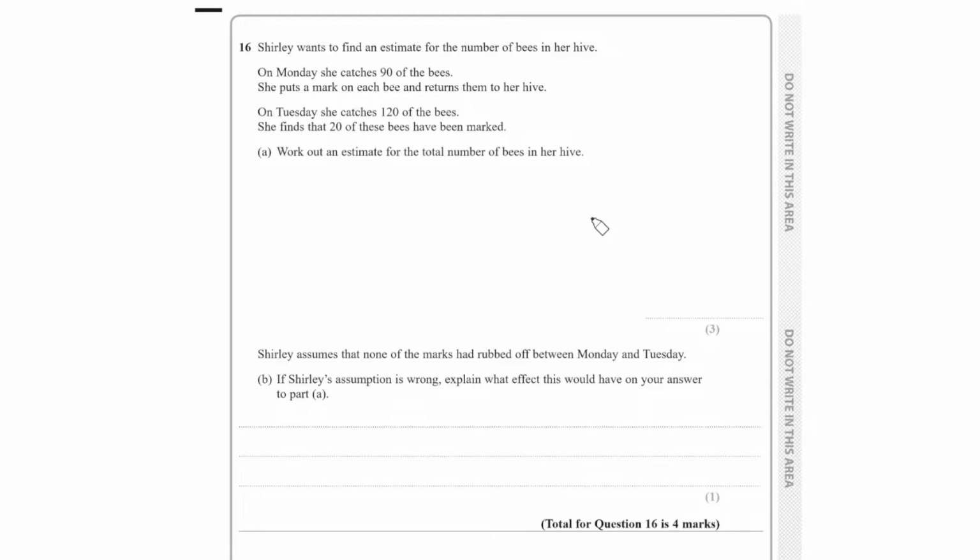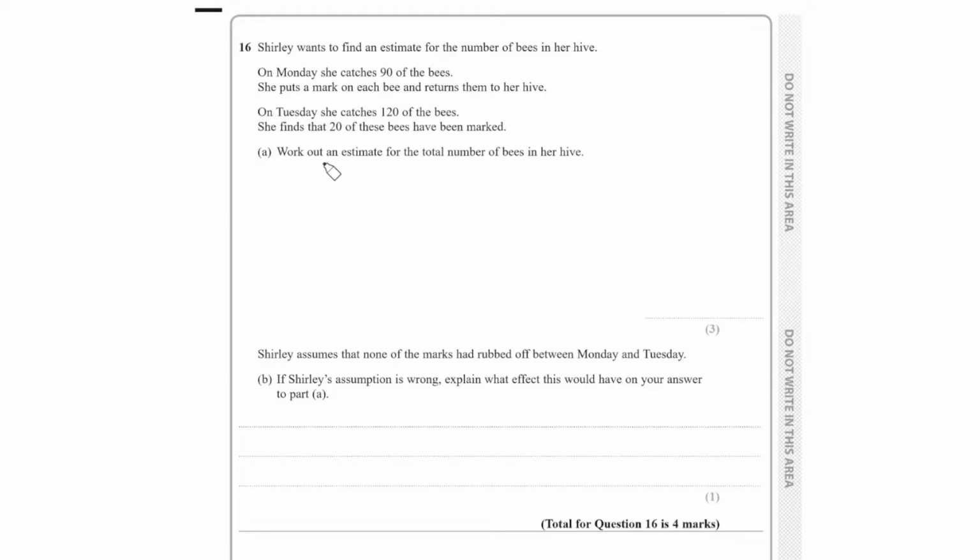So this is called capture-recapture. It's a very small topic. It could be any kind of animal, right? But they will either mark them or sometimes they say they put a tag on them or something like that. It's all the same context. They catch something, they mark it or they tag it, they release it again. The next day they recatch it, count how many have the tag or the mark. So estimate the total number of bees in the hive.